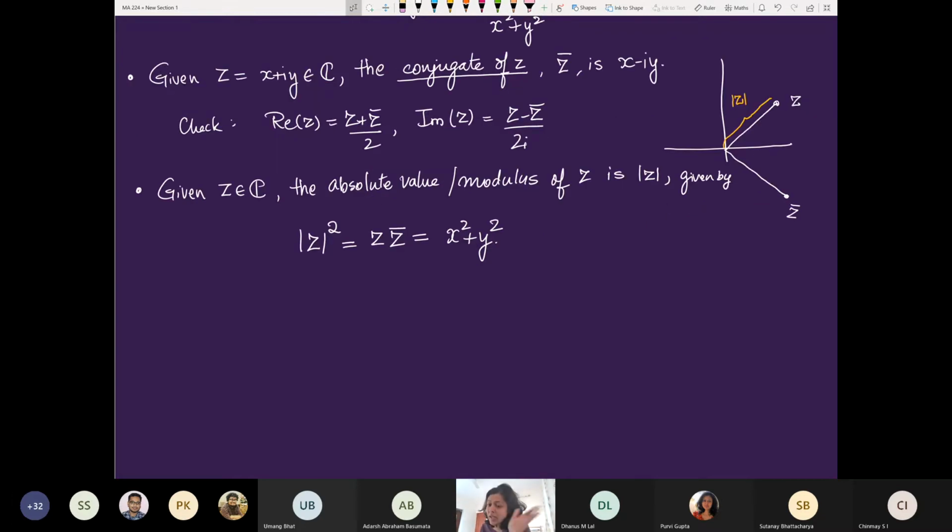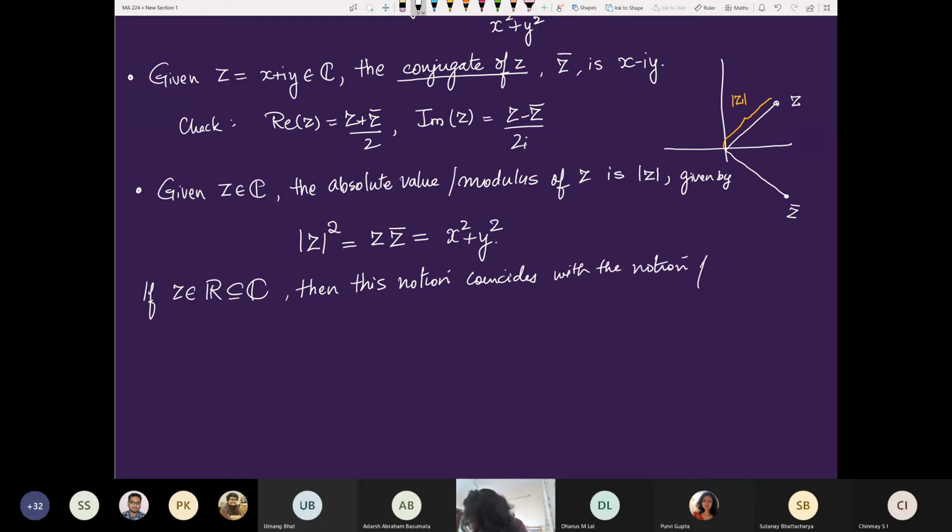Now, we are allowed to call this the absolute value of z or modulus of z because if z is real, remember that R is sitting inside C, something we discussed a couple of minutes ago. So if z is in fact a real number, then this notion coincides with the notion of absolute value for real numbers. So we are allowed to use this terminology.